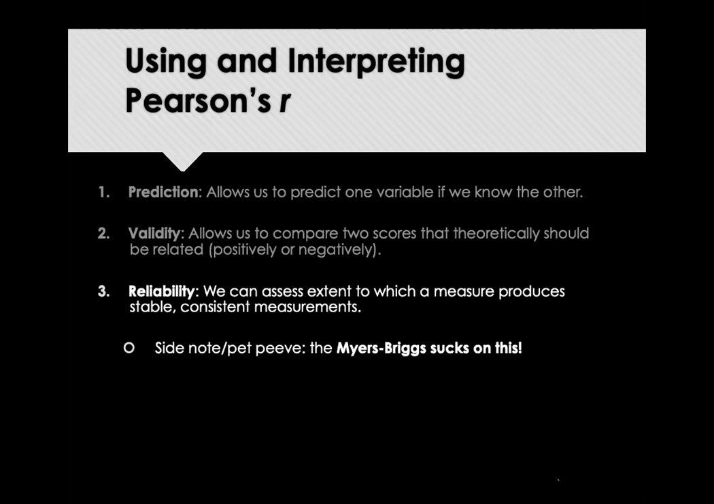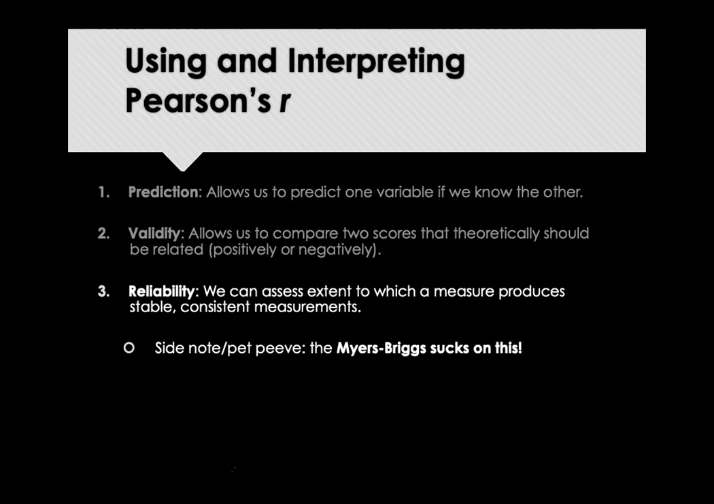And side note, pet peeve, I know some of you might be familiar with the Myers-Briggs personality test or personality assessment scale. They yield 16 different types, and they are not good in terms of reliability. You can take the Myers-Briggs and score very inconsistently. Your score on one time taking the Myers-Briggs would not correlate or have a strong relationship with another time taking it. So not so great reliability.